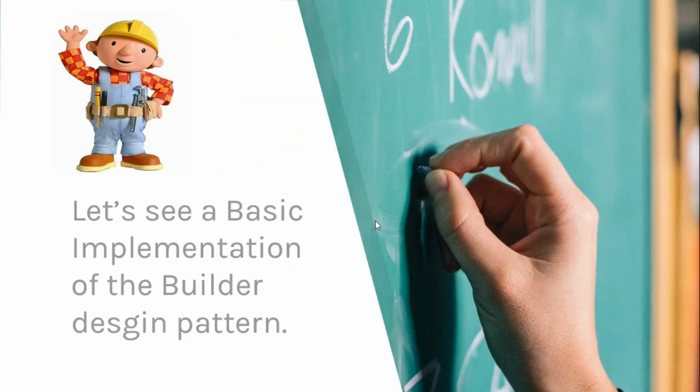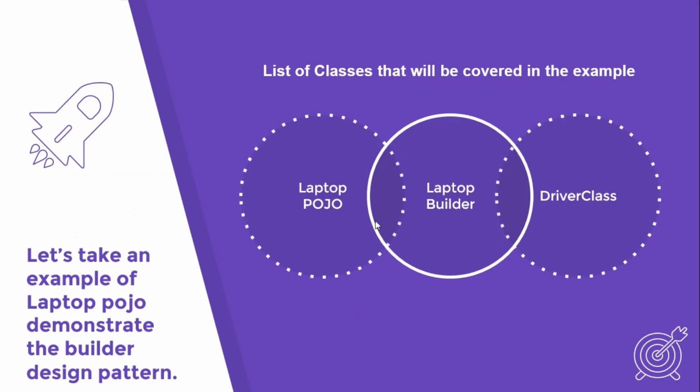Here we are going to use a laptop entity, a laptop Pojo, to demonstrate the builder design pattern. So here are 3 classes we are going to cover in this example. One is laptop Pojo, which has fields and getter methods. Another one is laptop builder, which actually builds the laptop Pojo, and there is a driver class which helps demonstrate the code we have written with the help of the builder. So let's see the code.